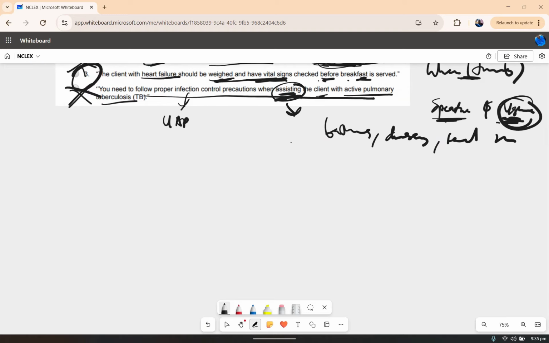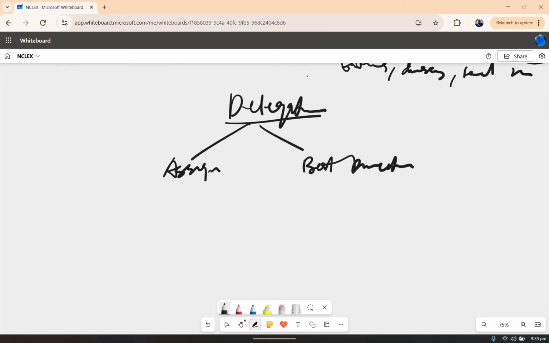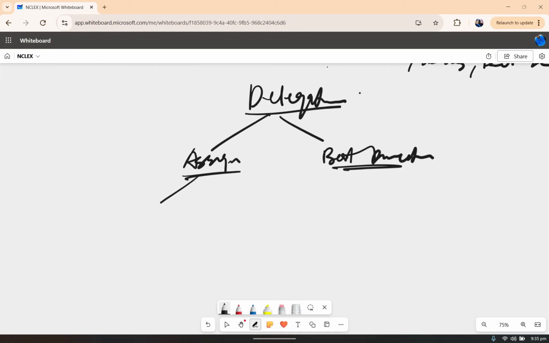Now, to summarize everything we have been doing so far: if you are trying to answer a delegation question, remember that delegation tests you on two things, which is assignment and what? Best direction. That's what NCLEX tests you on, right? I teach NCLEX standard, so yeah, this is what NCLEX tests you on.